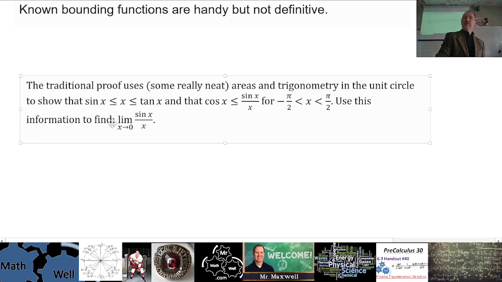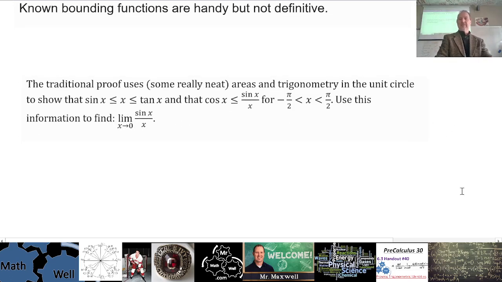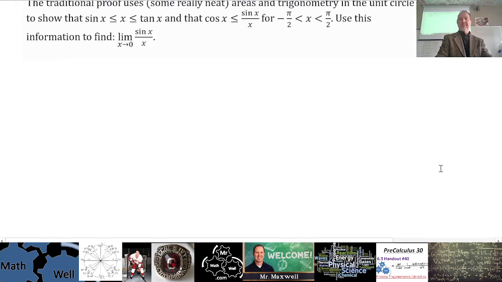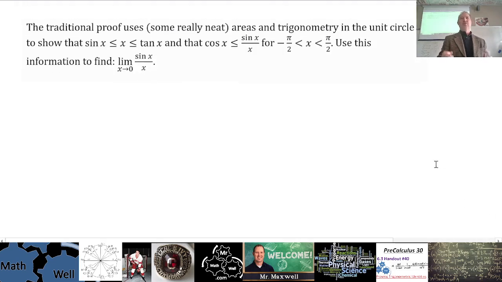So we can use this information to find this limit of sine x over x as x approaches 0. We're going to have to take pieces of the given information and creatively create sort of h of x and f of x and h of x. But let me just show you how we might go about this.